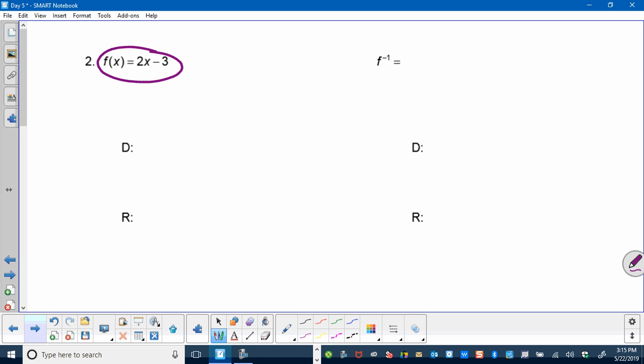What does that graph look like? Yeah, you're right, it's a straight line. So our domain is negative infinity to positive infinity, and so is our range. It really just looks like this.